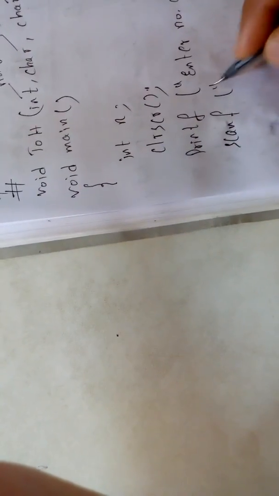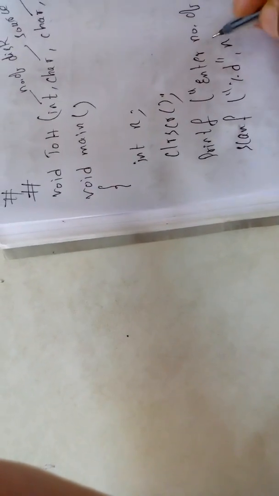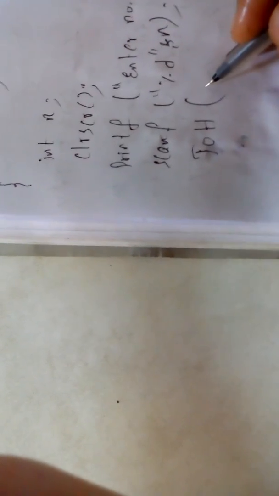And with the help of scanf we read that. Why %d? Because n is an integer. So %d, comma, ampersand n. Now call the function TOH. What do we have to pass? First the number of plates n. Source we assumed A, destination we assumed C, and auxiliary we assumed B.